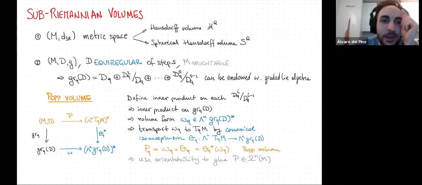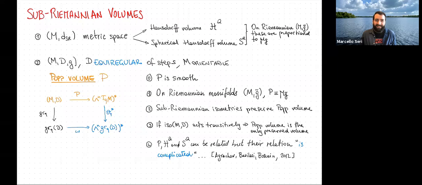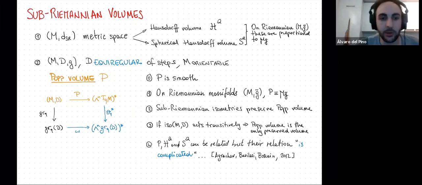Oh, sorry, one last question, Marcel. But then is it true that this looks kind of like the Hausdorff volume? Like it scales in a similar way as you would expect? Yes and no. In some cases where it's possible to do the Radon-Nikodym derivatives, yes, they are proportional. But in many cases, it's not possible to do that. So they are related, but their relation is complicated. That's what I wrote here. That's really cool. Okay, thanks.